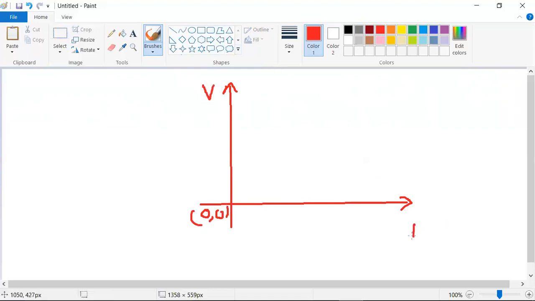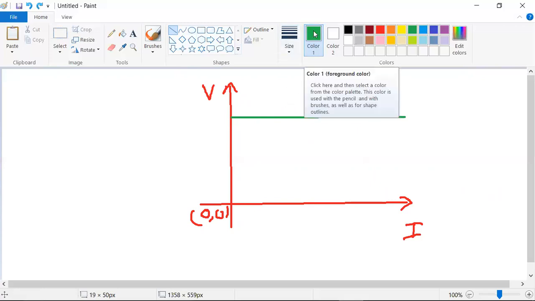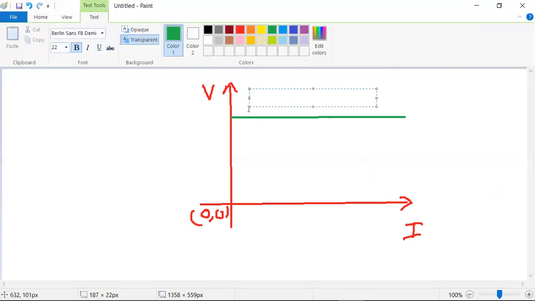This is voltage, this is current. First let me draw the graph of the ideal voltage source. Is there any slope here? The slope is 0 for this. This is for the ideal voltage source.